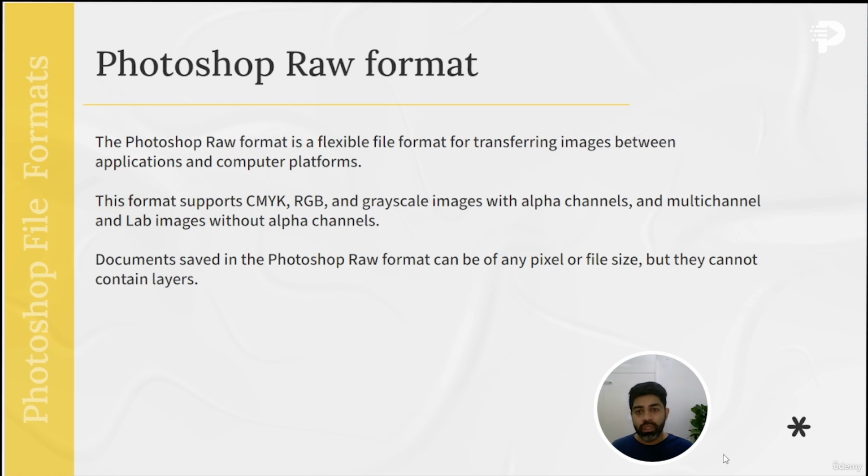Now these photos can be saved or formatted as CMYK, RGB or grayscale with alpha channels. When I say alpha, that basically means you will be able to see the transparent layers in case you have those layers visible inside your image. If you have transparent layers and you do not have anything in the background, it might just look white. And of course, this format also saves, as it says on the slide, multi-channel and Lab images without alpha channels. That's another variation of how you're going to be using this for photography.